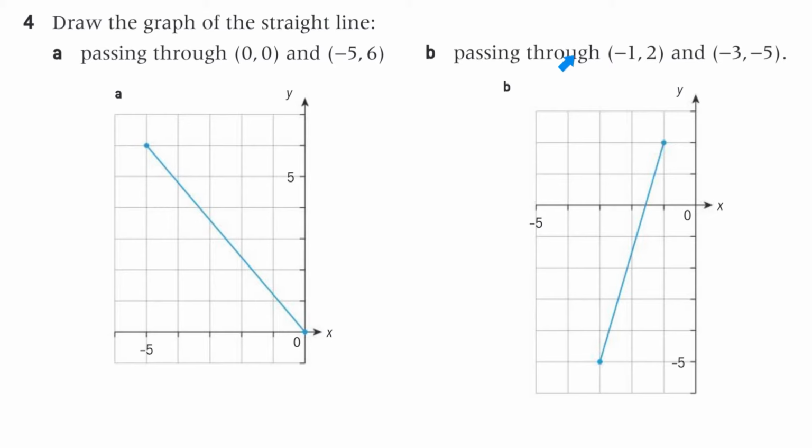Similarly with B, passing through (-1, 2) and (-3, -5). Draw the axis, make sure you put the y and the x there. This is (-1, 2), so that's the first point. Second point is (-3, -5). Again, it says it's a line, so that line really is continuous. You should put some arrows on the end and extend it out past those points because it's passing through those points.